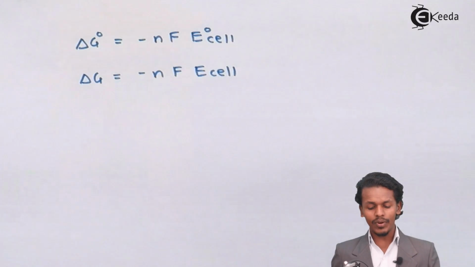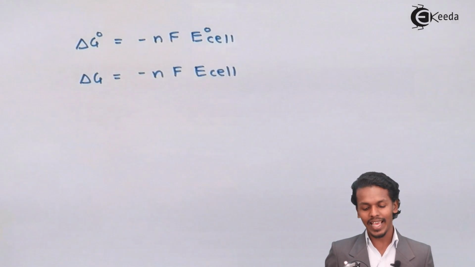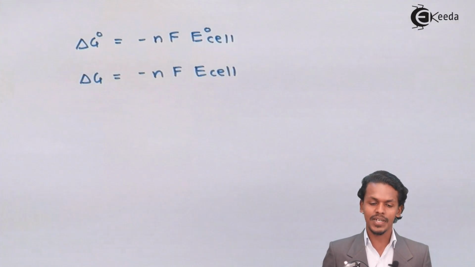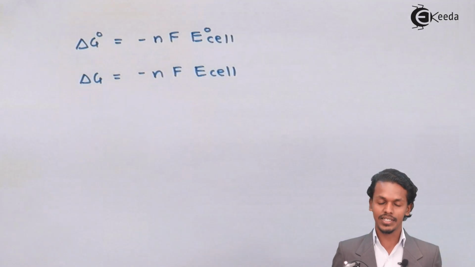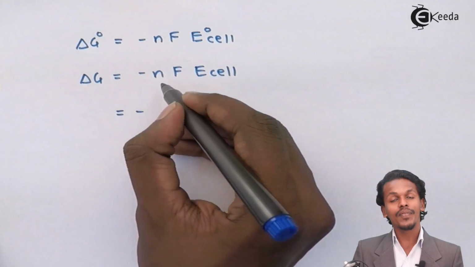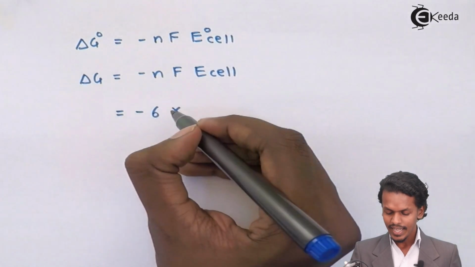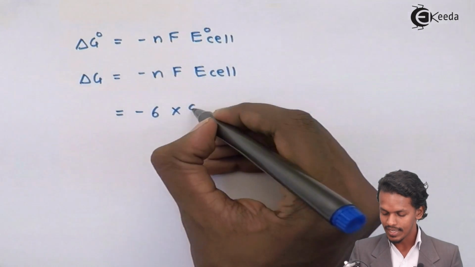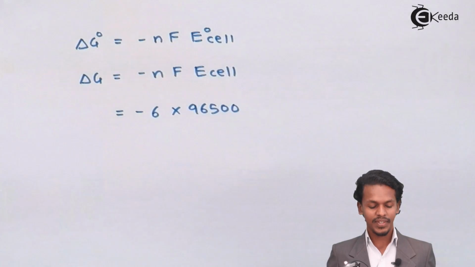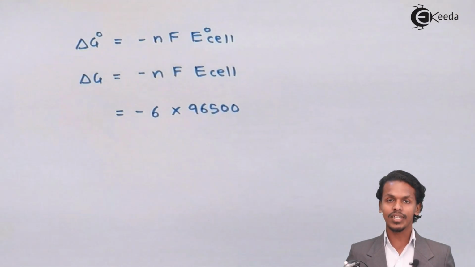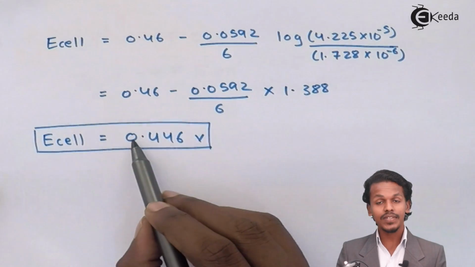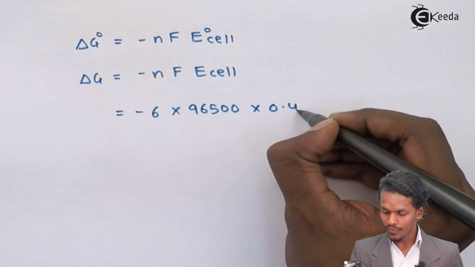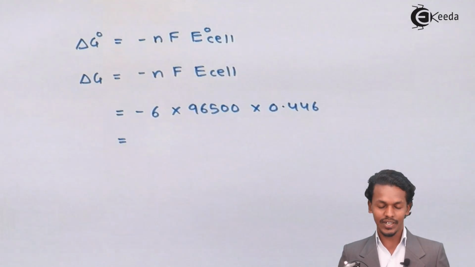Now in this case we could calculate both of them, because we know the value of E naught cell as well as the value of E cell. The requirement is for delta G itself, so we find delta G here. We get the value of n, which was found to be 6, into the value of F, that is the Faraday constant. We know it very well, it is 96500 coulombs per mole. And for E cell, we have recently got the value of 0.446 volt. Let us see the overall answer that we could get.